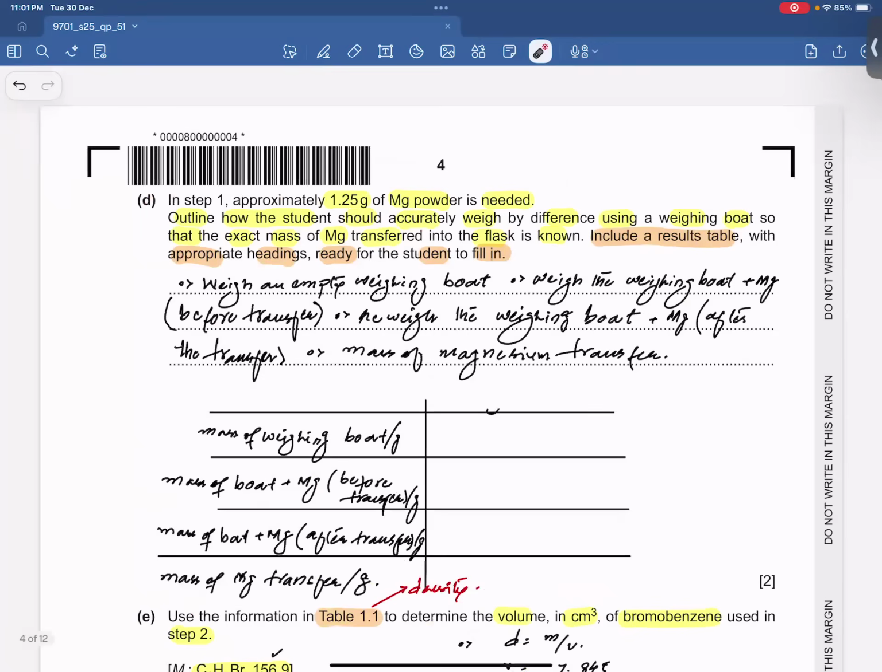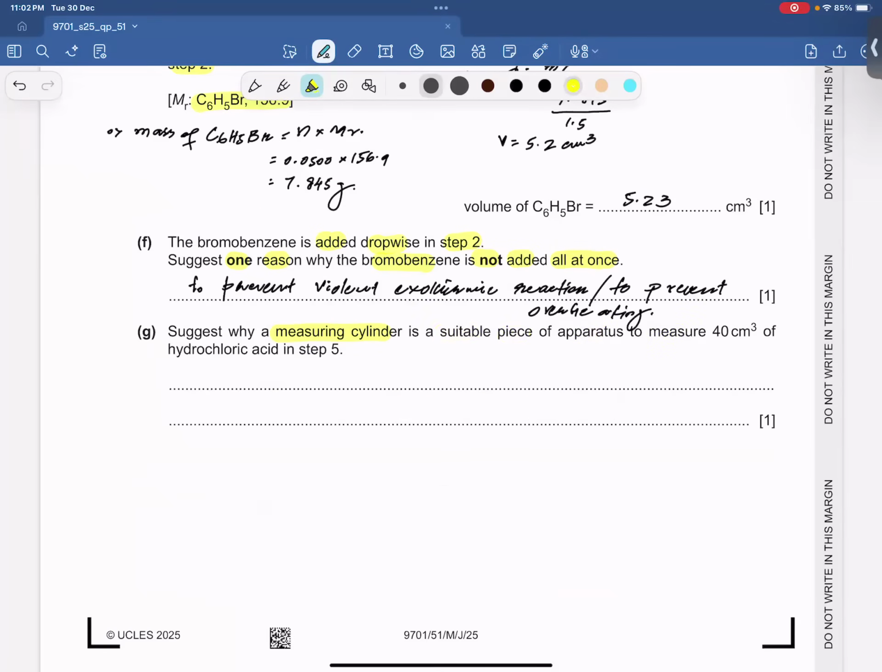Suggest why measuring cylinder is a suitable piece of apparatus to measure 40 cm cube of hydrochloric acid in step 5. So the volume of hydrochloric acid is not accurate. The examiner has written 40 cm cube. If it was an accurate value, it would have to be 40.0 cm cube. Since the examiner has written only 40 cm cube, it means it's not an accurate volume.